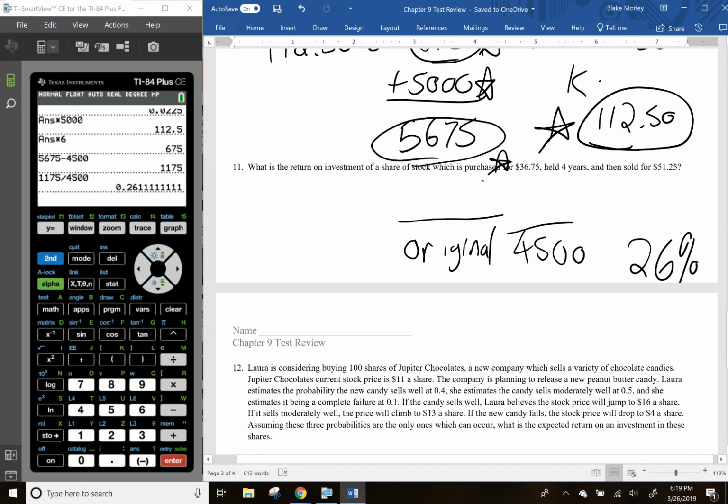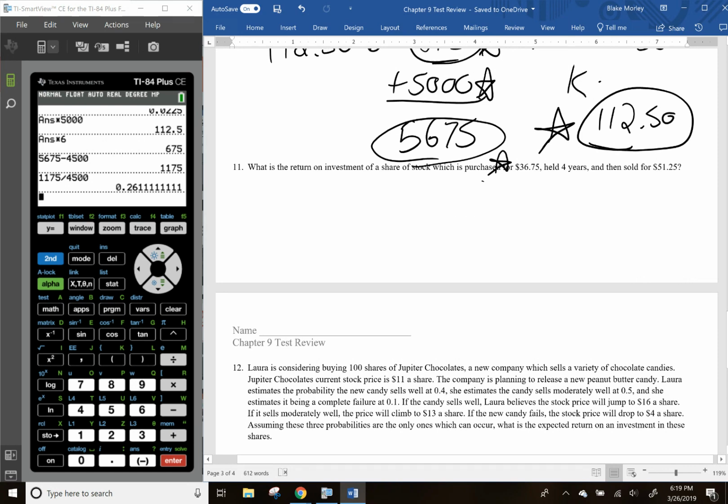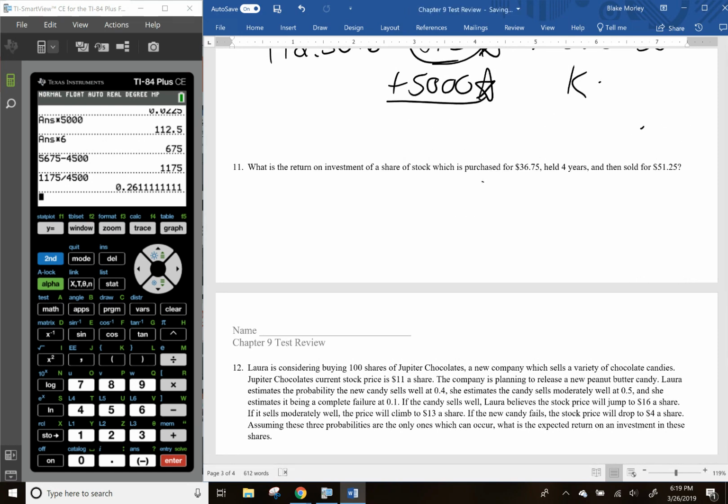So let's look at number 11. Erase all of this because it's kind of annoying. Number 11, what is the return on investment of a share of stock which is purchased at $36.75, held for 4 years, and then sold at $51.75? So we want to find out the profit again. We're not really looking into how many stocks I'm buying, because of course I could buy like 1,000 stocks and it can be a lot of money. I'm just looking at the percentage of growth. So it doesn't really matter how many stocks I buy, the percentage of growth would be the same regardless, if the stock price goes from this value to this value.